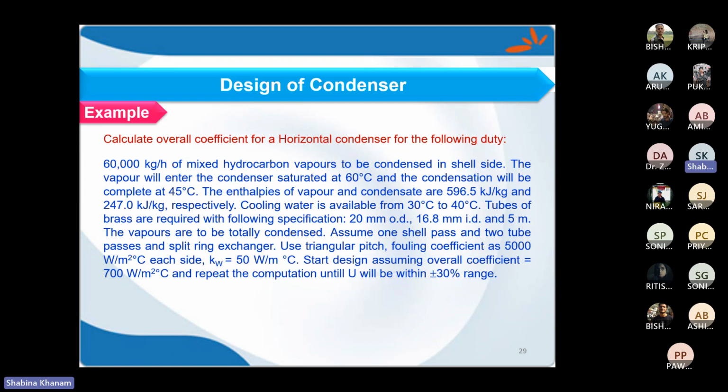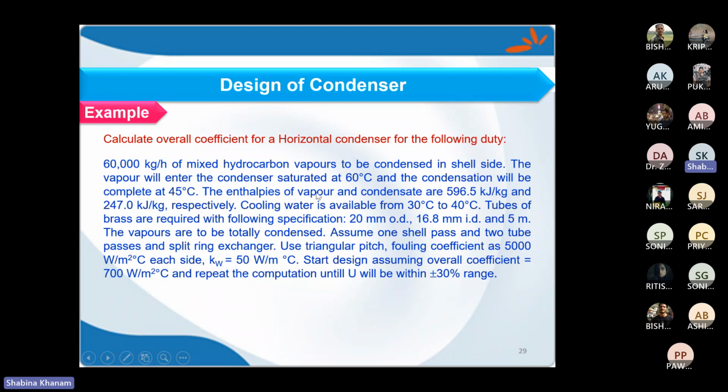So this is the vapor, a mixture of different components, and this vapor enters the condenser, that is, the shell side, at 60 degrees, and condensation will be completed at 45 degrees Celsius. So what is the meaning of that? When I have different components available in the mixture, each component has a different dew point, and so each component will condense at a different temperature. Therefore, you observe variation in temperature. That also we have discussed in the last class.